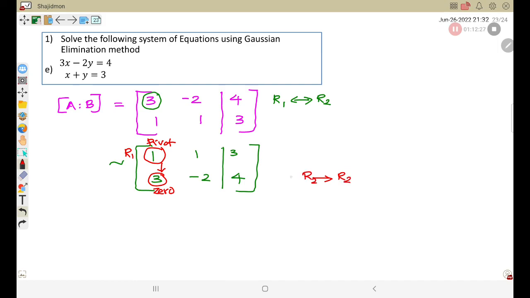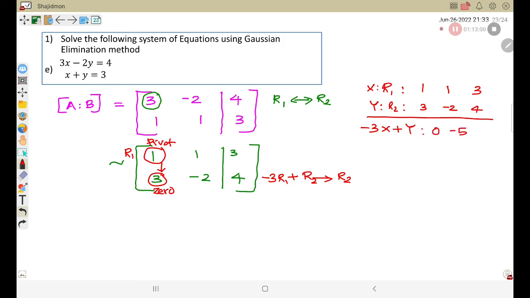So R2 plus is default. Opposite of 3 is minus 3. Multiply by the pivot number coming on the first row, R1. So we can do that one. R1 is 1, 1, 3. R1 means x. Y means the second row, R2, 3, minus 2 and 4. Then you can do the operation minus 3x plus y, minus 3R1 plus R2. So you will get the numbers 0, minus 5, minus 5.